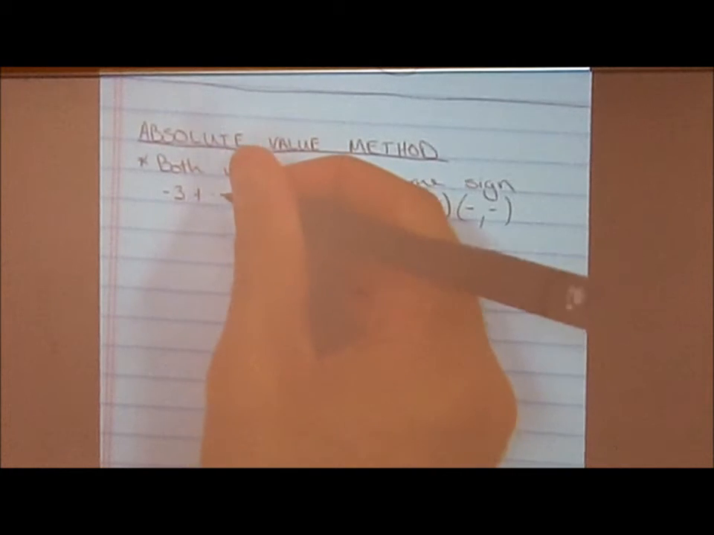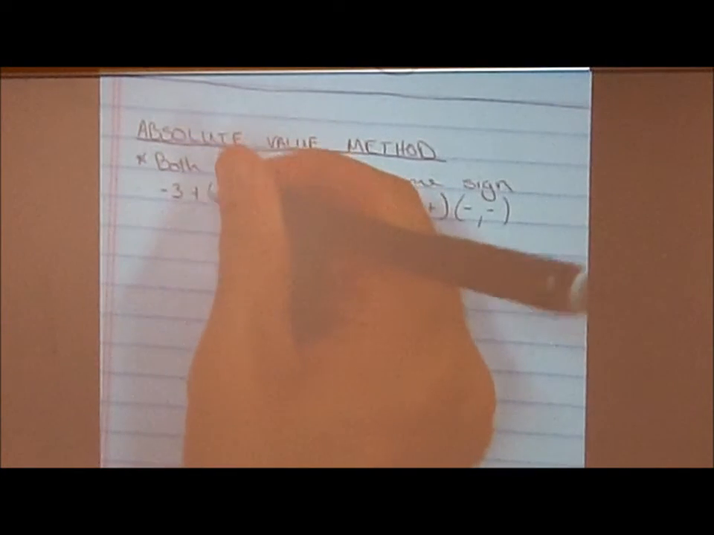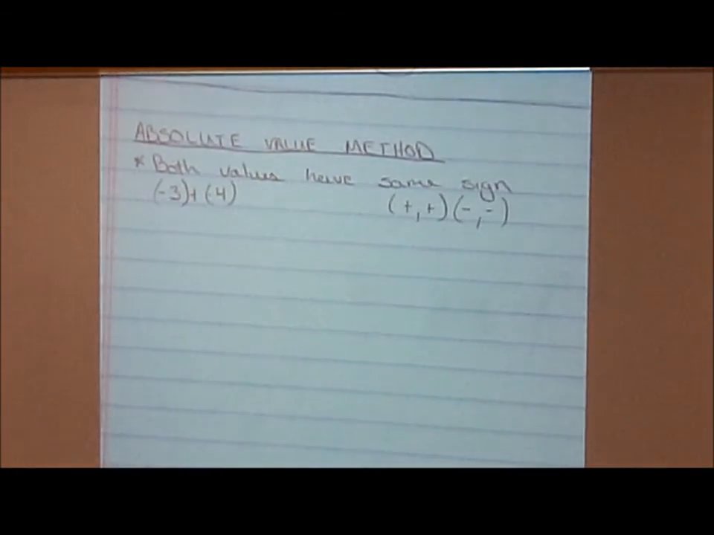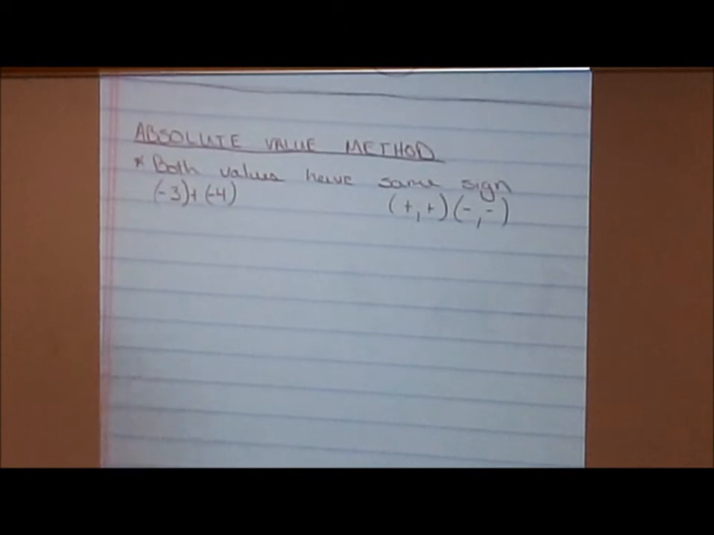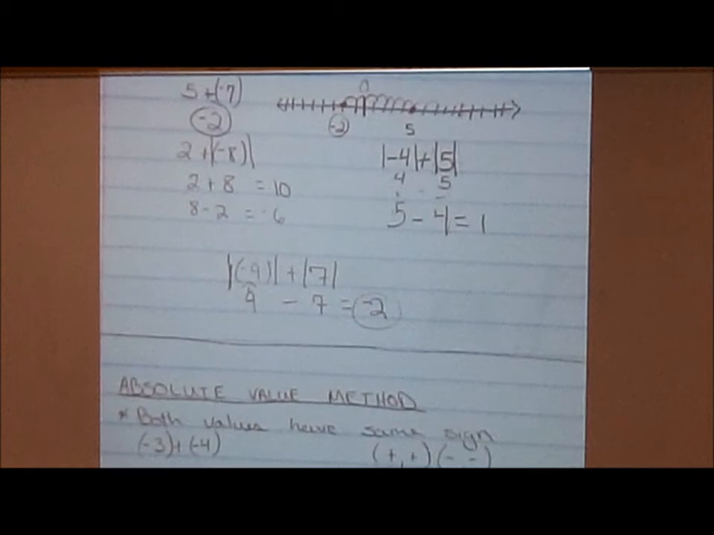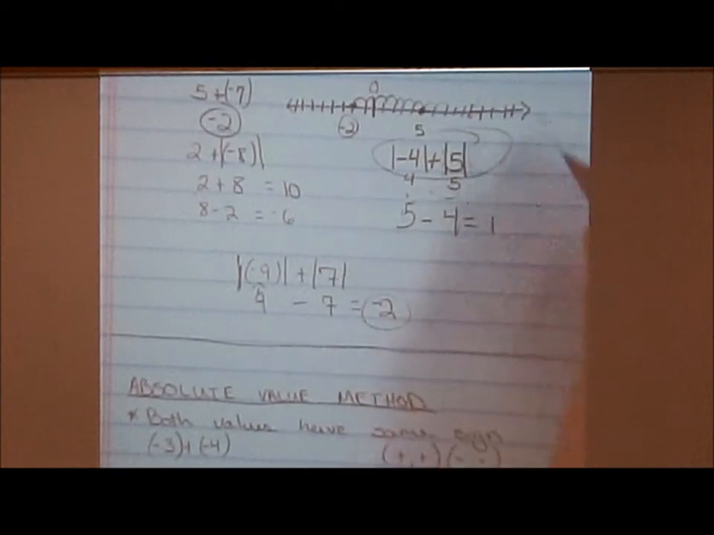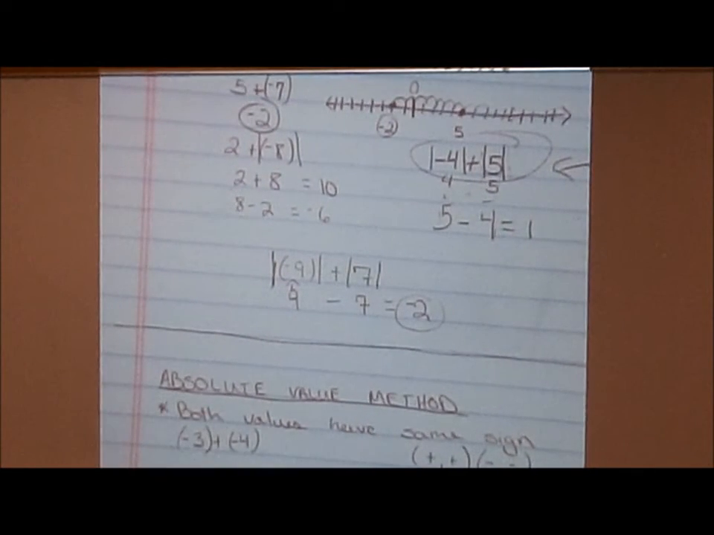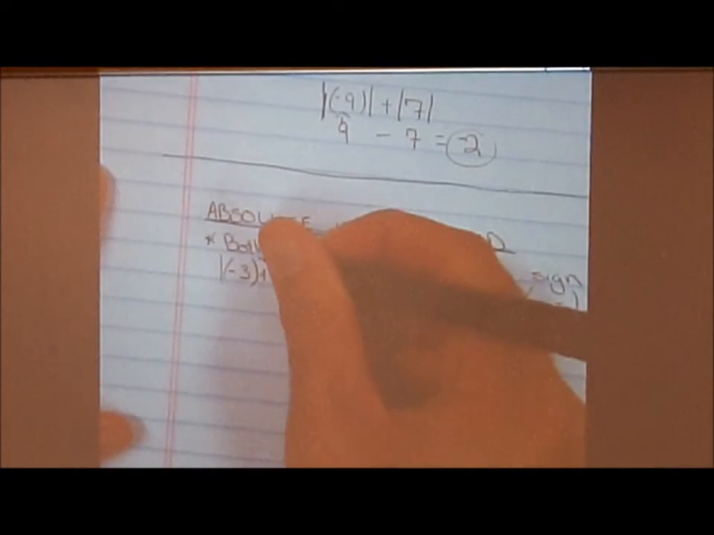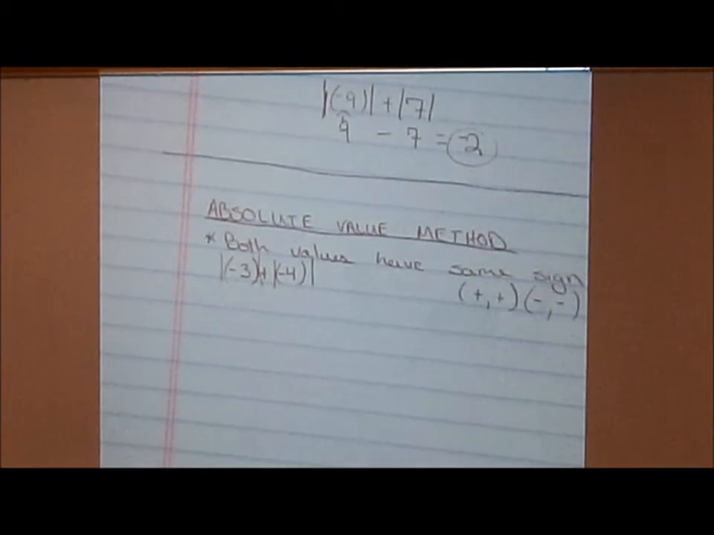So say I had this problem: -3 plus -4. They put them in parentheses just to show you that it's a -4 or a -3. That's why the parentheses are there. Okay? So, going back to what we did up here, it's kind of the same method. What did we do up here in this first step? We took the absolute value of both values, right? So guess what we're going to do here? We're going to take the absolute value of both numbers.